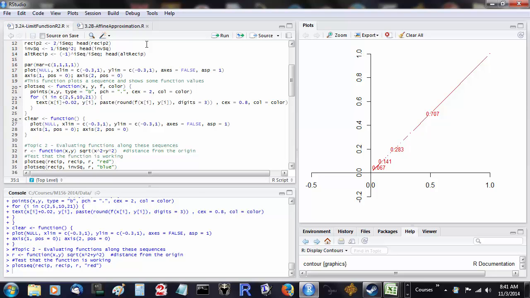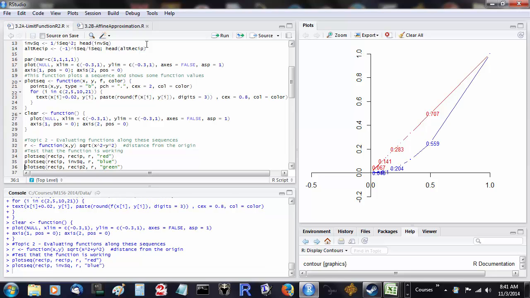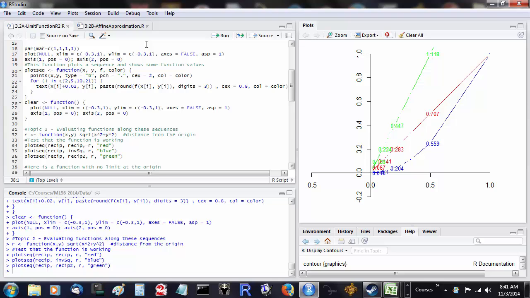If I choose y to be inverse squares, then my points lie along a parabola, but it's still true, the value of r is always the distance from the origin. Here's a way of getting the points to move in along a line with slope 2. So that was a perfectly good function. It has a limit of 0 as my points approach the origin, and it works for any sequence of points that approaches the origin.